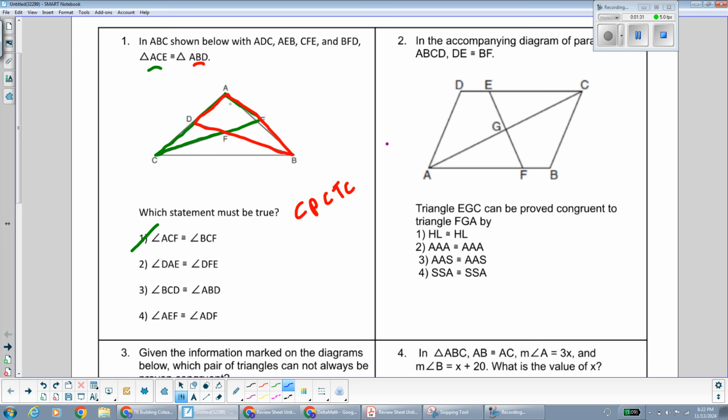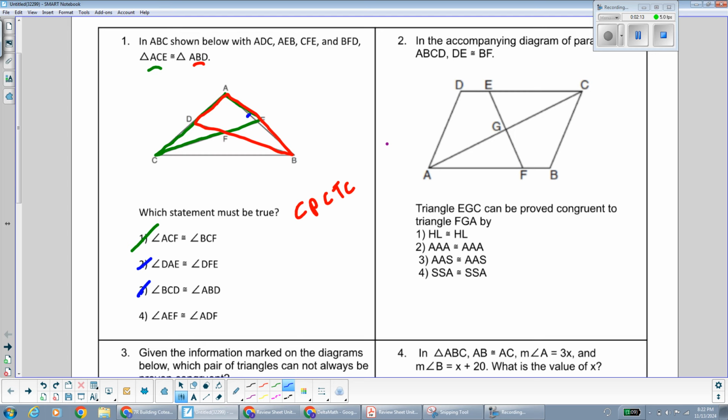Number 2, angle DAE is congruent to angle DFE. Those don't match up. This is not an angle of the red triangle. 1, 2, 3 angles in the red triangle. It's not an angle of the green triangle. 1, 2, 3. So this is not going to work here. BCD. Ooh, that's already too large. That's not in the green triangle. That extends past the green triangle.